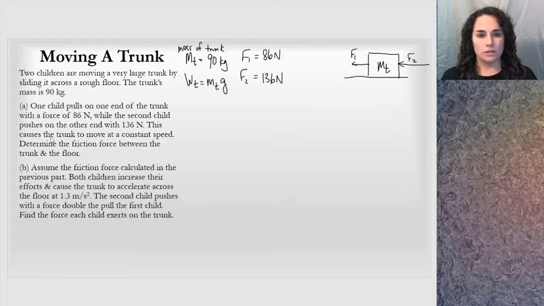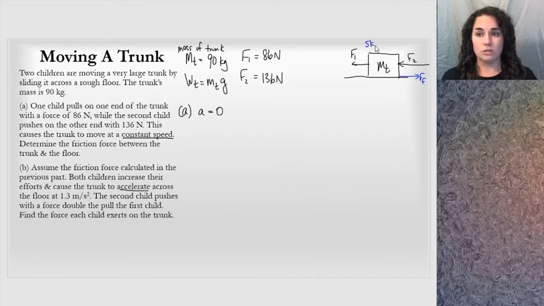Let's see. This causes the trunk to move at constant speed. Oh, I'm going to note this. Constant speed. Part A says that there's constant speed. Part B says there's acceleration. So I'm going to write for part A that if there's constant speed, the acceleration will be 0. I'll make sure to write that down. This causes the trunk to move. Determine the friction force between the trunk and the floor. So it's getting slowed down by friction, and I'm just going to make a note over here that there's a friction force on this general sketch.